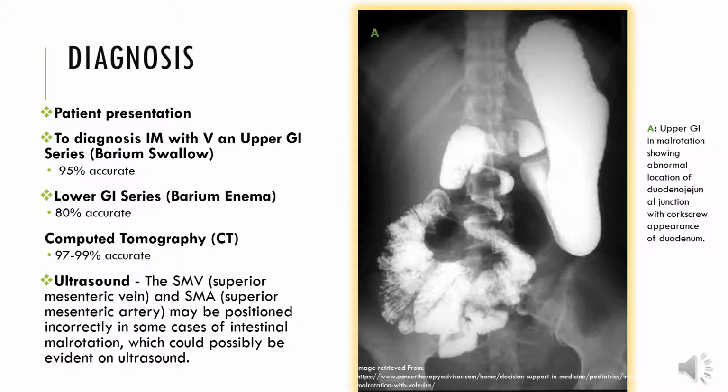Other tests include a lower GI series, also known as a barium enema, a CT scan, or an ultrasound. In the picture, you'll see a patient who had intestinal malrotation with a volvulus, and you can see the corkscrew appearance of the duodenum.